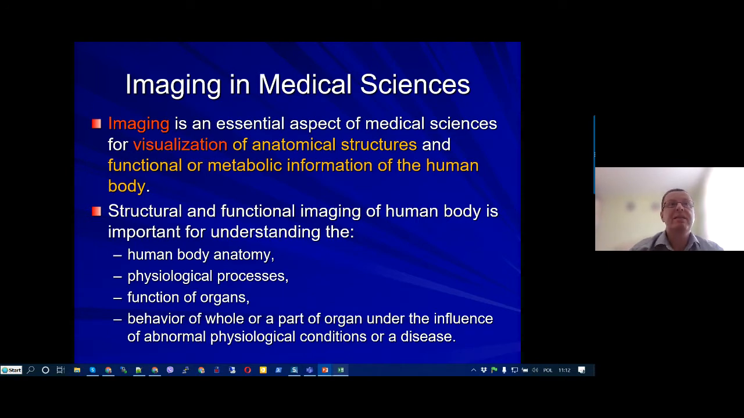Under healthcare and medicine, imaging is an essential aspect of medical science for visualization of anatomical structures and functional or metabolic information of the human body. For hundreds of years it was based on different painting and drawing. Structural and functional imaging of the human body is important for understanding anatomy, physiological processes, function of organs, and behavior of whole organs or parts of organs under the influence of abnormal physiological conditions or diseases.